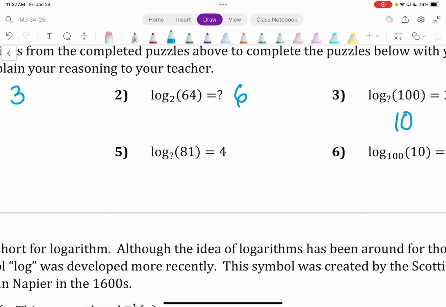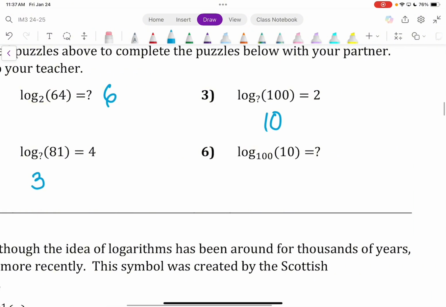Log base blank of 81 is equal to 4. So some number to the 4th power is equal to 81. What would that number be? 3. And finally, log base 100 of 10 is equal to what? This is going to be kind of a tricky question because it's not very conventional. It's not a whole number. It's a half. It is 1/2.